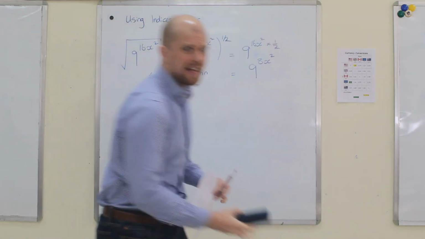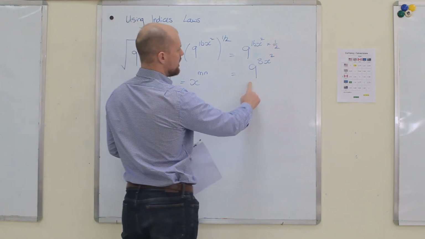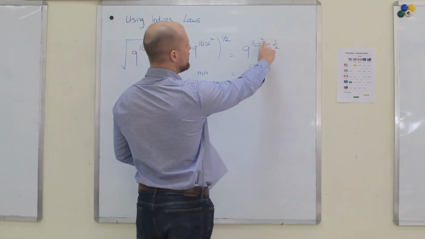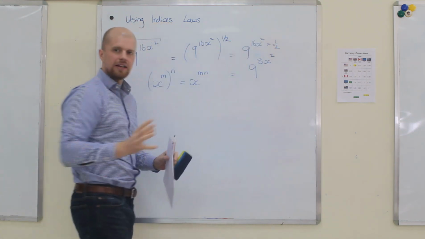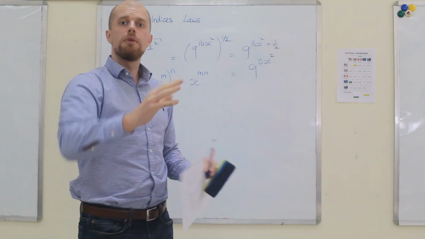A very common mistake here would be to write 9 to the power of 8x, i.e. the x squared and the half somehow would cancel down. Not true at all. You're just multiplying by half.